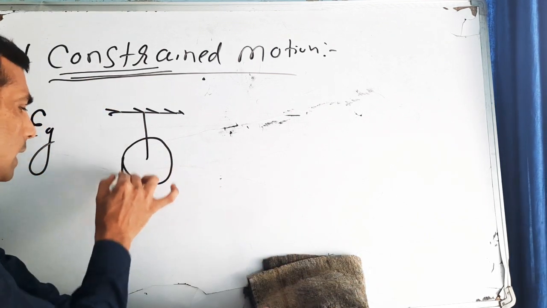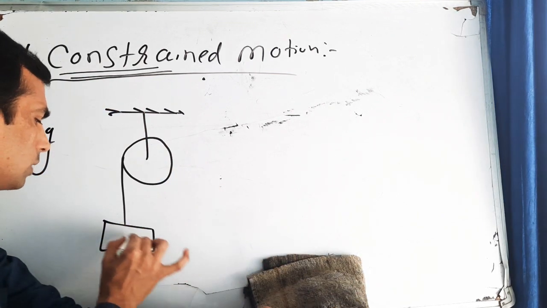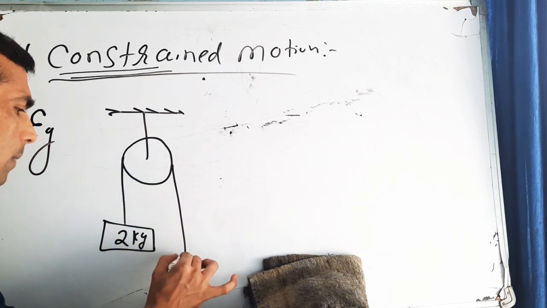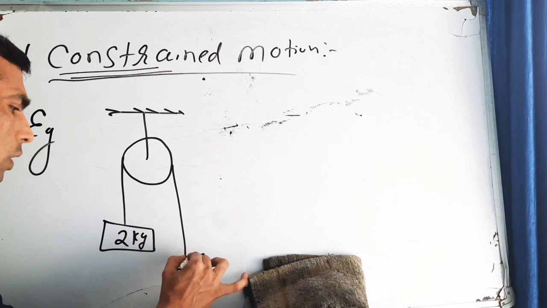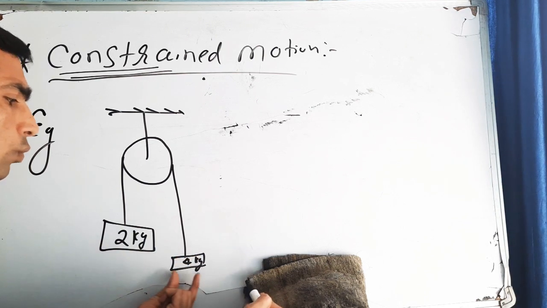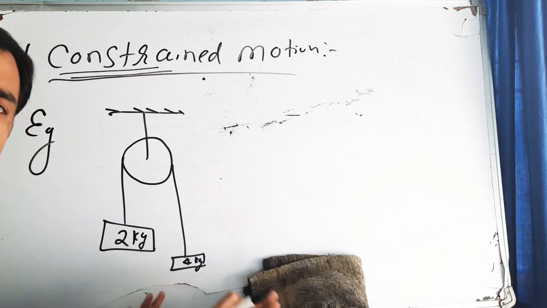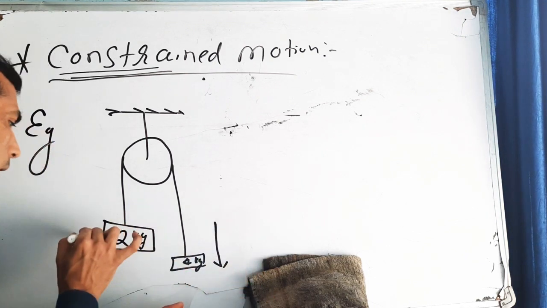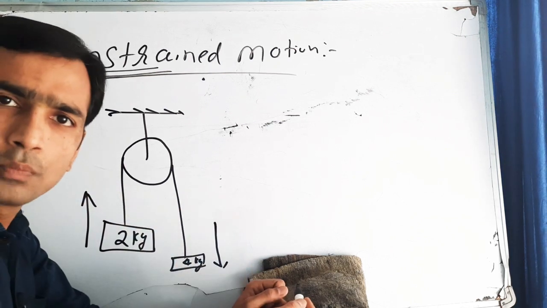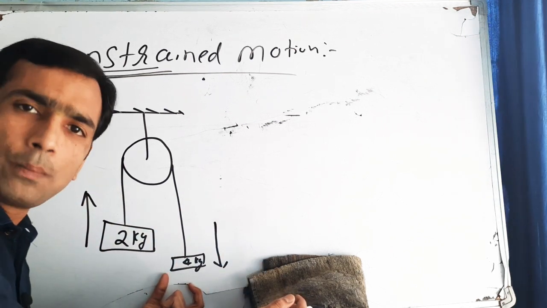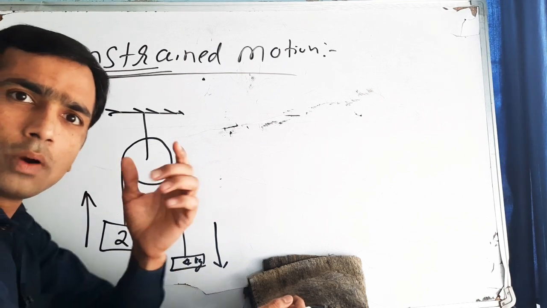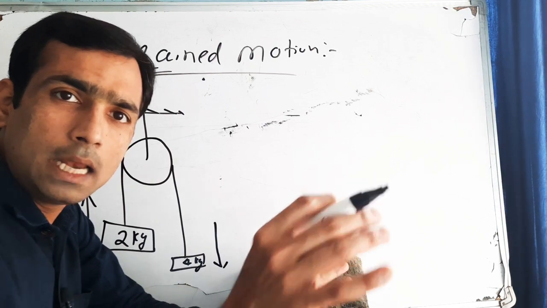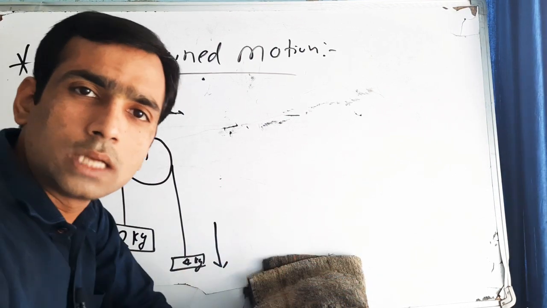This is a block whose mass is 2 kilogram, and another block has a mass of 4 kilogram. Right? So what's the meaning? Naturally the 4 kg block moves down and the 2 kg block moves up, right? So this is the restriction of these blocks. So what is constrained motion? Motion of a body, particle, or anything in a restricted direction is constrained motion.